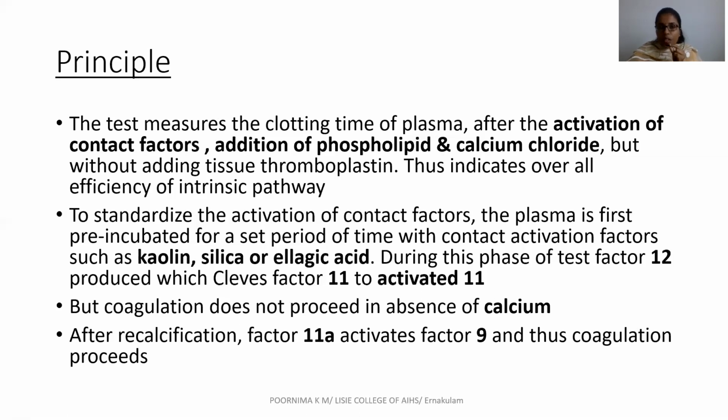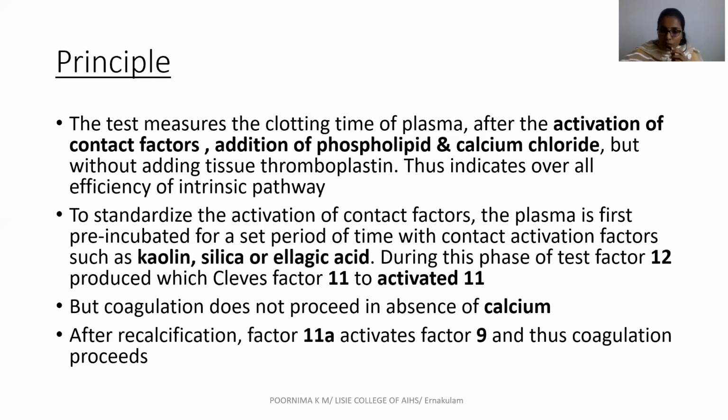So the activated factor 12 causes activation of factor 11. So the coagulation does not proceed in absence of calcium because the calcium is essential for the coagulation to proceed. So what happened to the calcium present in the patient sample is that here we are using citrated sample, right? Citrated patient sample for the test. So calcium has been removed by the anticoagulant, that is calcium chelation has happened. So calcium will not be available in the patient sample. So we are providing calcium from the outside source. That's why we are using calcium as a reagent.